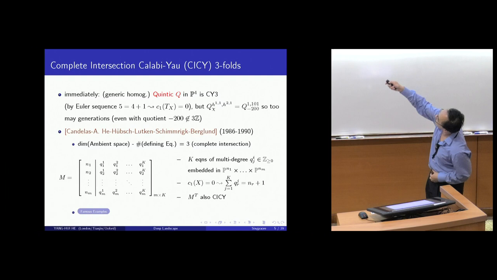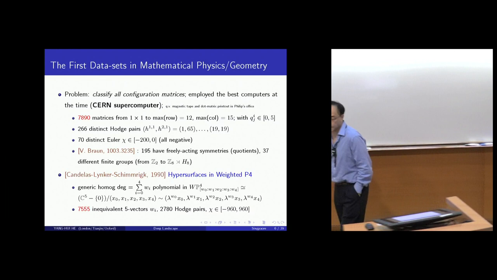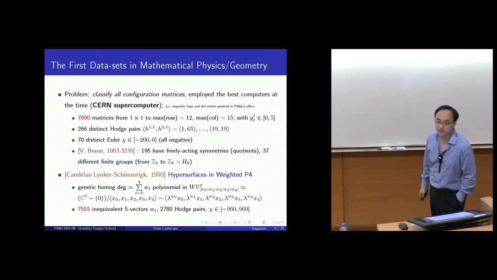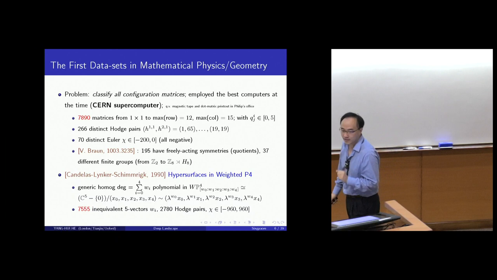Classify these matrices. It was very quickly realized it was a very difficult problem. So they turned to the best computer at the time, namely the CERN supercomputer, and also, I think Shimrit tells me, the computer at UT Austin. There was some cluster at UT Austin. I mean, this is the 1980s, right? So this is really quite remarkable, what they were doing.